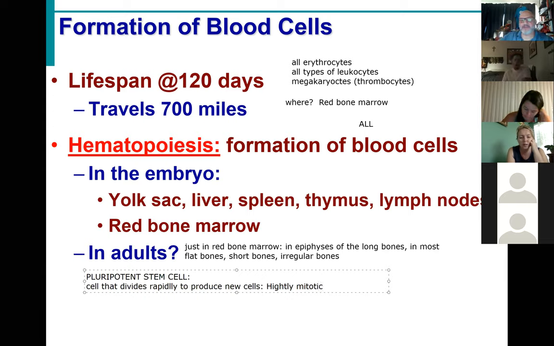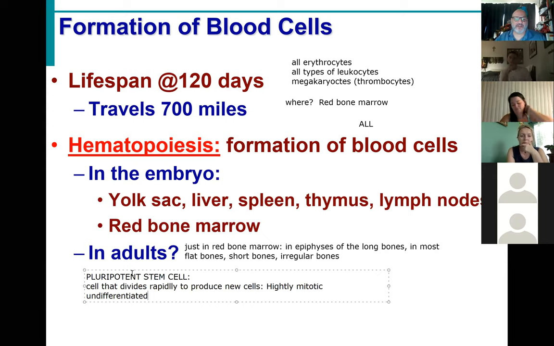That it divides rapidly. So much so that can that cell do much of anything else? Does it have other jobs? If it's dividing rapidly? No, right? It's undifferentiated. It's like a millennial. It doesn't have a job. So its job is basically to divide rapidly to produce new cells. Excellent. We have now defined stem cell.